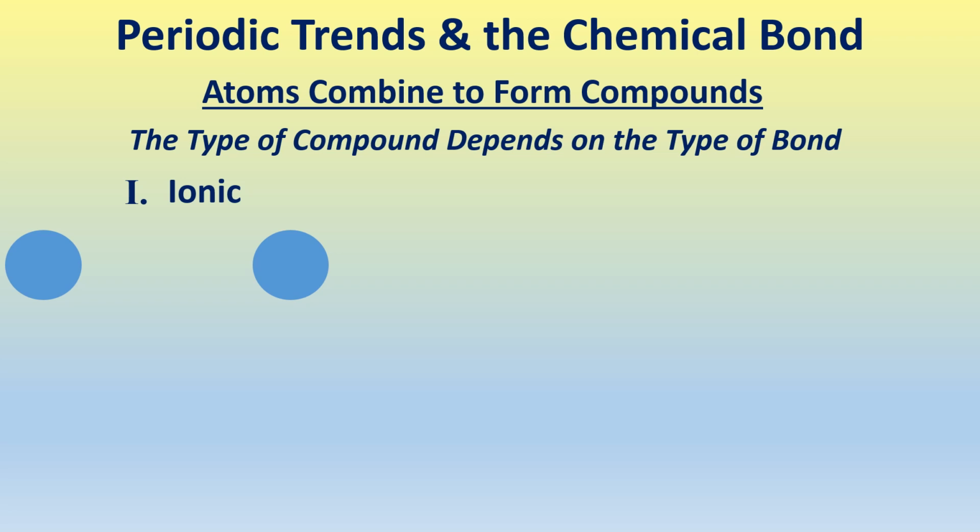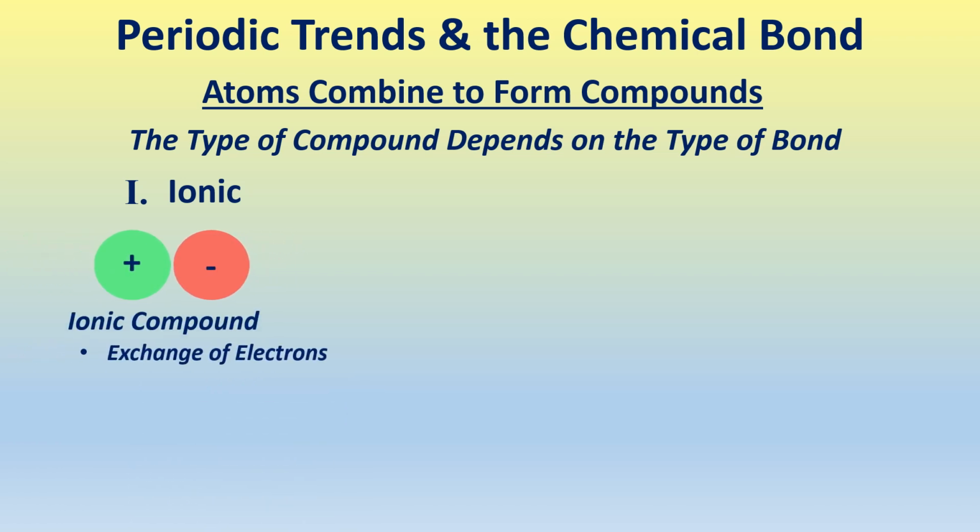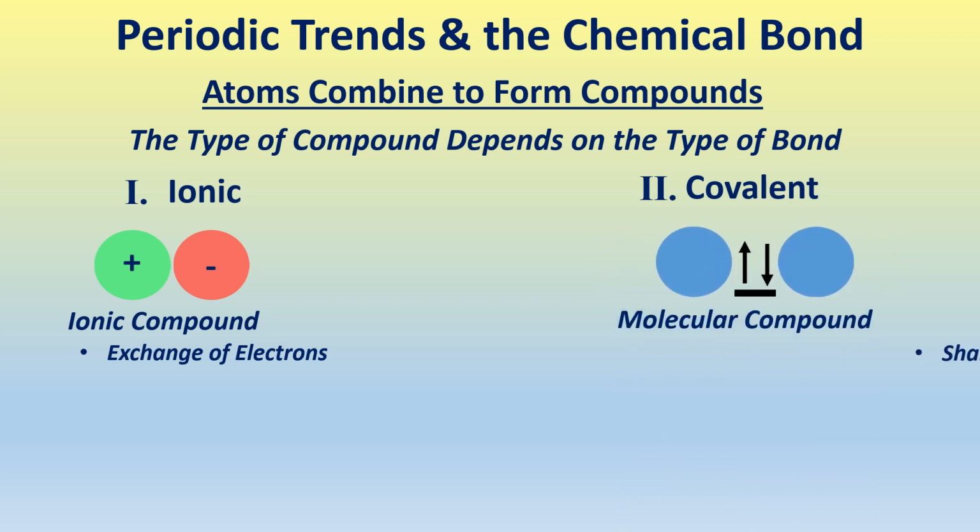In this case, one atom will give up an electron to become a positive cation. A second atom will receive that electron to become a negative anion, and the positives and negatives will attract, forming ionic compounds or salts. These are formed by exchange of electrons. In other compounds, electrons wind up being shared in what's known as a covalent bond. These compounds are called molecular and arise from the sharing of electrons.